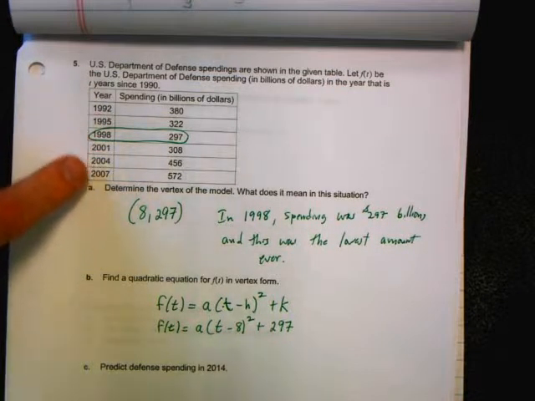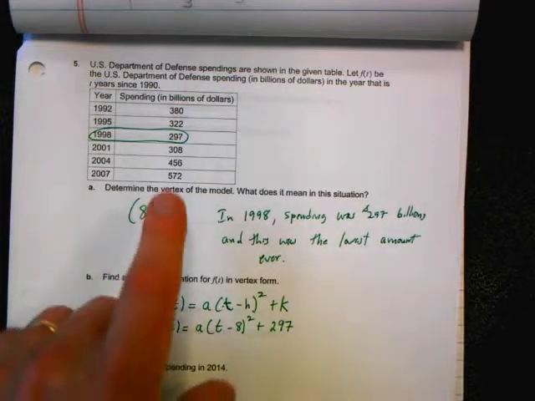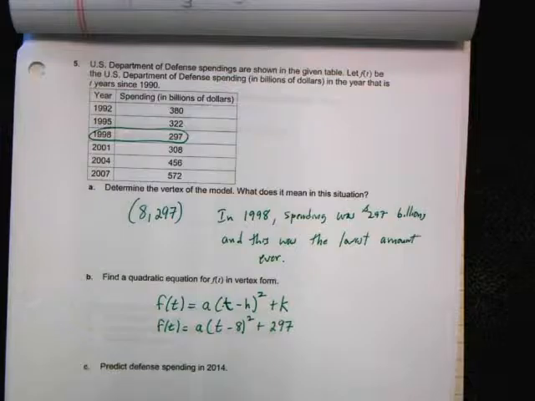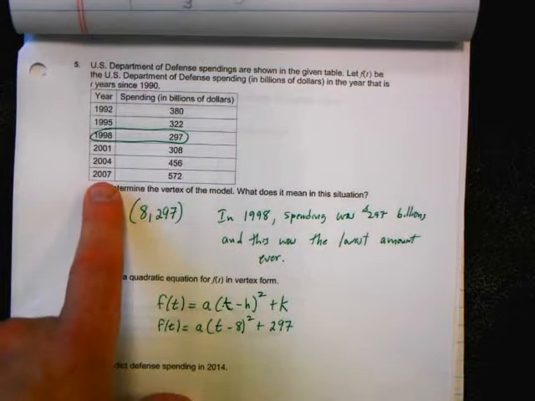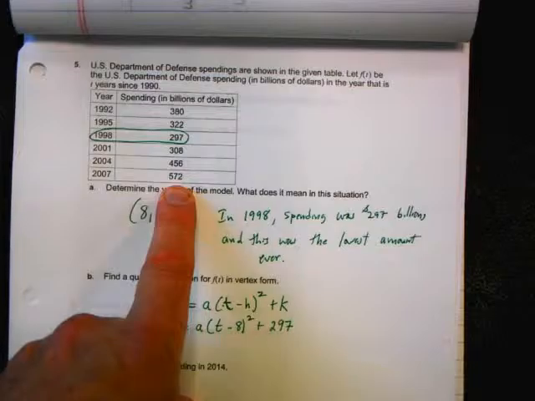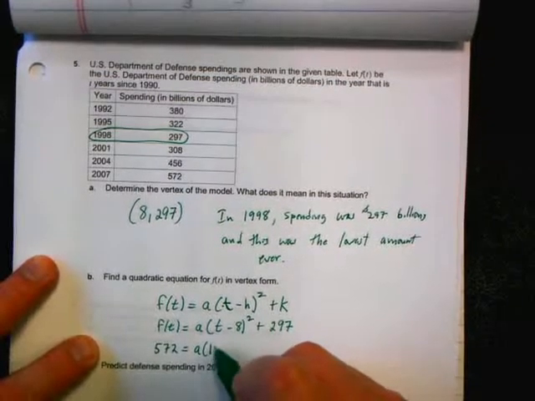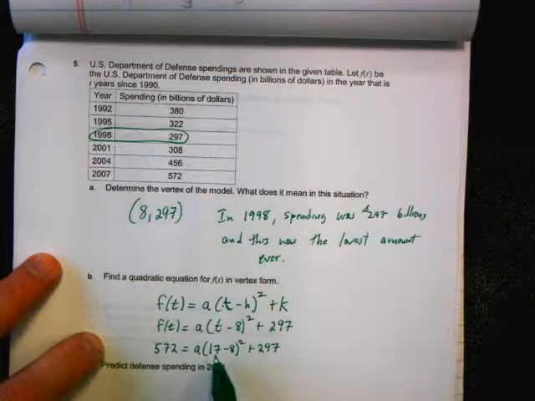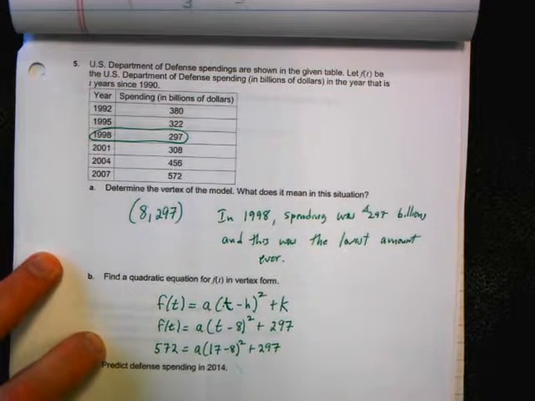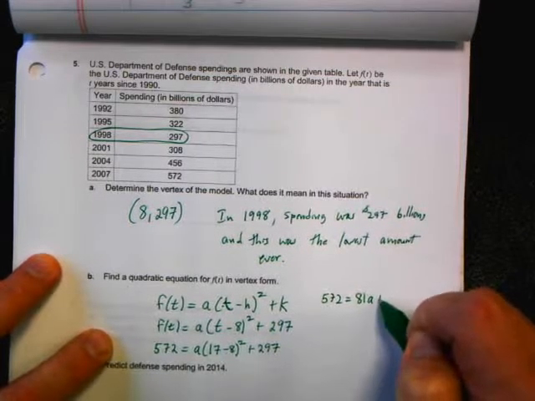So of my data points, which one is closest to the year 2014? 2007, 572. So where do I plug the 2007 in? Well, in this case, we're not using x, we're using t. So if I'm going to use 2007, t is not 7, it's 17, because we started in 1990. So I'm going to plug 17 in for t, and I'm going to plug 572 in for f of t, for the y value. So I'm going to have 572 equals a times 17 minus 8 squared plus 297. All right, I got to do a little work now. What's 17 minus 8? 9. What's 9 squared? 81. So I'm going to write this as 572 equals 81a plus 297.